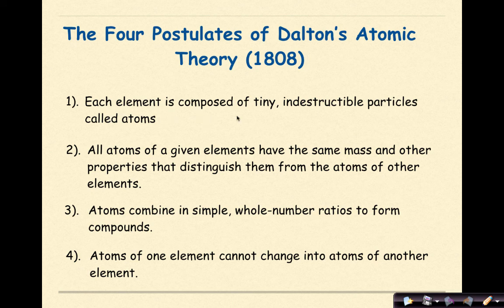The 4 postulates of Dalton's atomic theory. Each element is composed of tiny, indestructible particles called atoms. All atoms of a given element have the same mass and other properties that distinguish them from the atoms of other elements. Atoms combine in simple whole number ratios to form compounds, and atoms of one element cannot change into atoms of another element. Now remember, these were the original postulates of Dalton's atomic theory. We know that they change over time, but this is what he originally proposed.